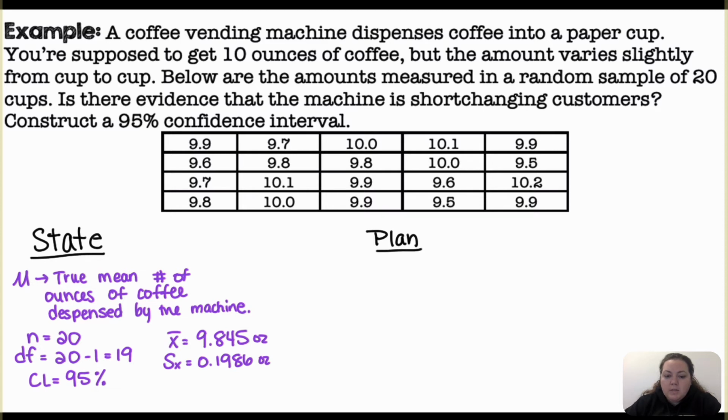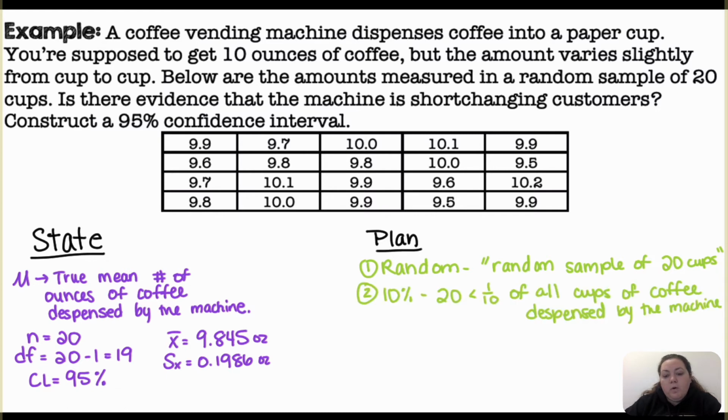All right, plan. This is where I'm going to check my conditions. So random: it said they took a random sample of 20 cups. The 10% condition: 20 is less than 1/10 of all cups of coffee dispensed by the machine. And normal: again, I can't use the central limit theorem because my sample size was only 20. They didn't say it was coming from a normal distribution.